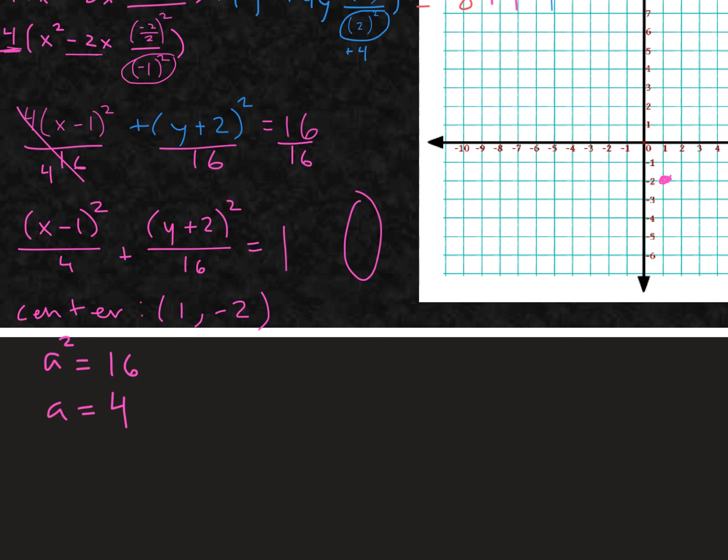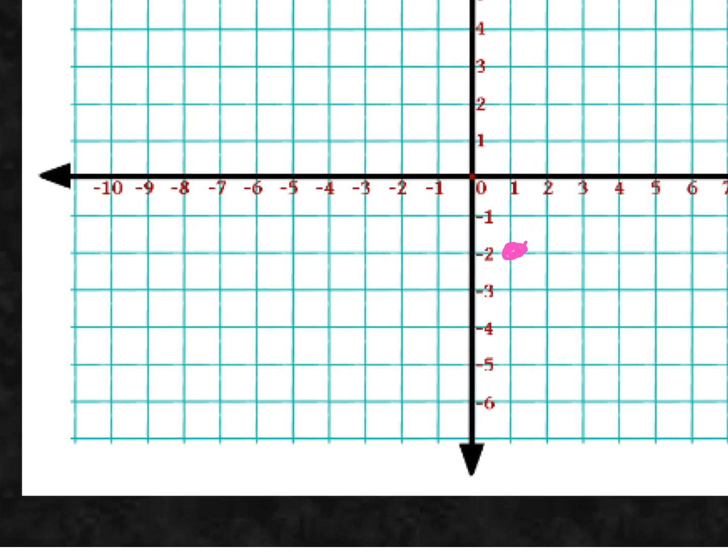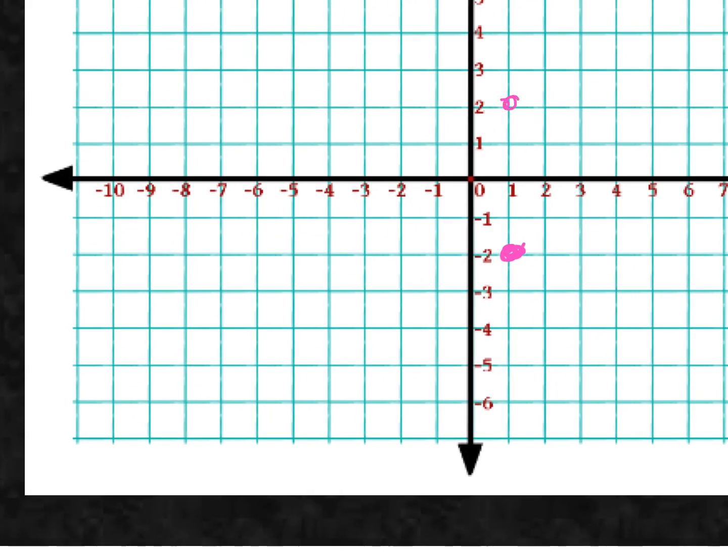So a is the distance from the center to the vertex on the major axis. So we're going up 4. 1, 2, 3, 4. That puts us up here. And then we go down 4. That puts us down here. 1, 2, 3, 4. So a is always the major vertices.